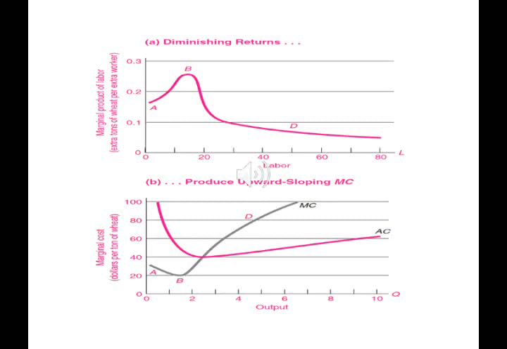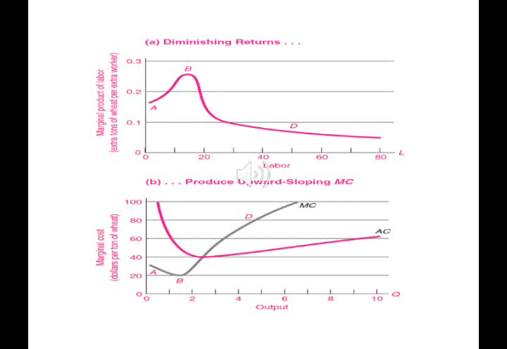Why is this going to happen? Because the extra output produced by each extra labor will be going down. And this is what will be causing the marginal cost to be rising. So in other words, the fact that the producer is facing diminishing returns to the variable factor of production will imply an increasing marginal cost curve facing the producer.